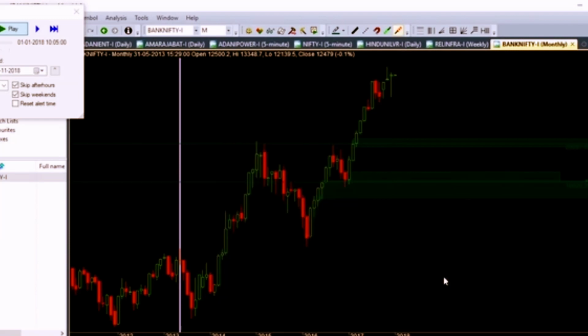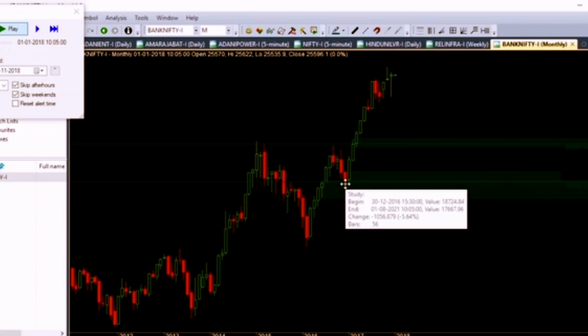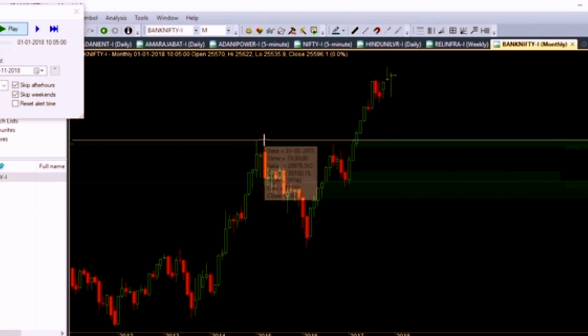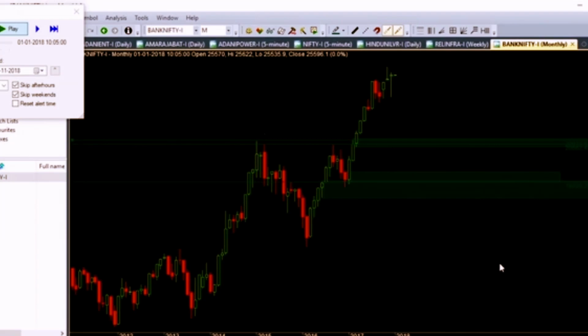Okay, that is also a zone, and that is a zone it kissed and bounced again. Okay, this zone is tested. Okay, now this zone is a fresh zone. If price has to come there, I will look for a trade. Okay, now price also kissed this peak, so I will mark that point.